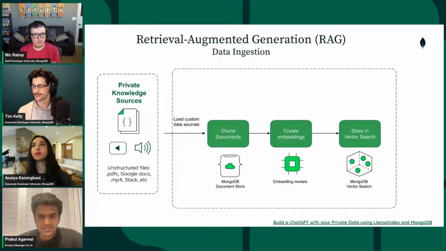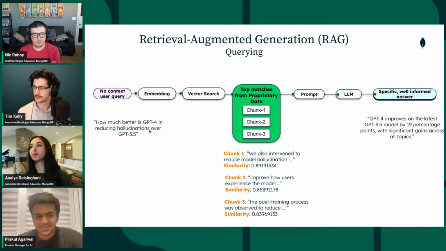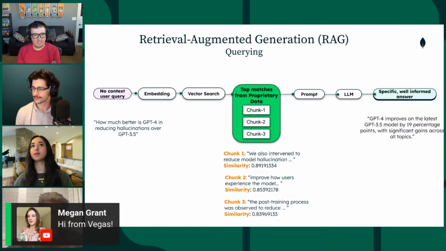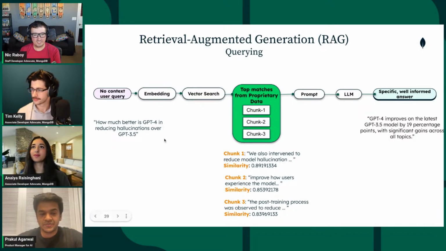So once this is done, the second step is about querying. This is what will happen every time users are using an app. So in this case, we are asking a question like, how much better is GPT-4 in reducing hallucinations over GPT-3.5, for instance? This is a newer question, which was not part of the OpenAI dataset since it has a knowledge cutoff of 2021. This is based on a technical report which came out sometime this year. So ChatGPT won't be able to answer this for you, right?